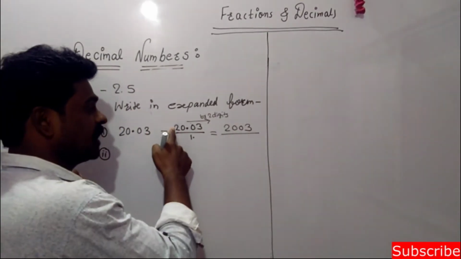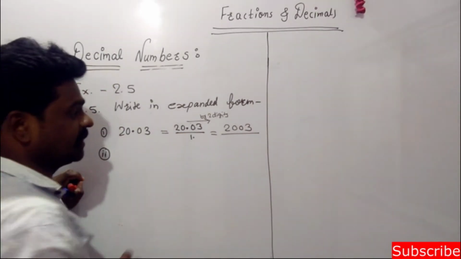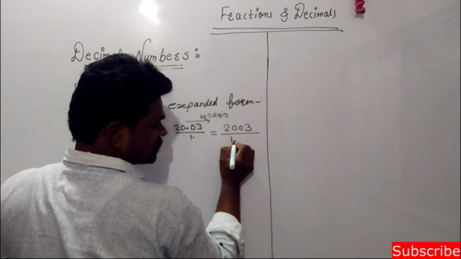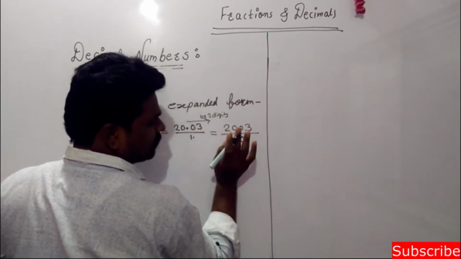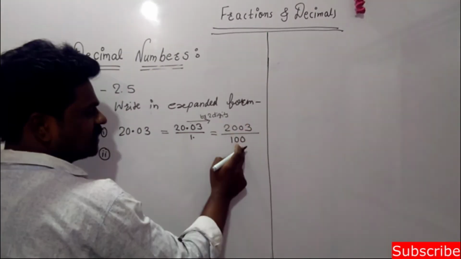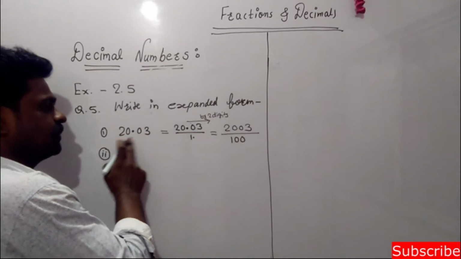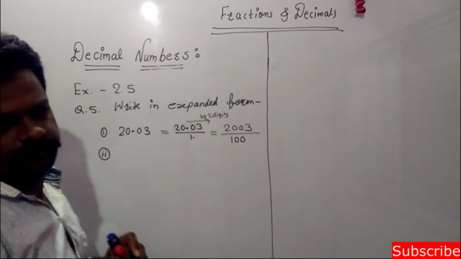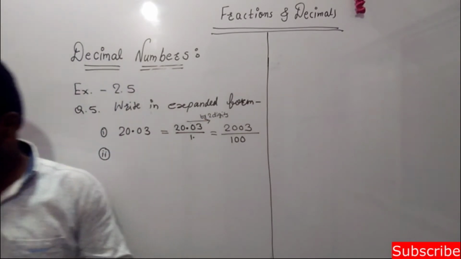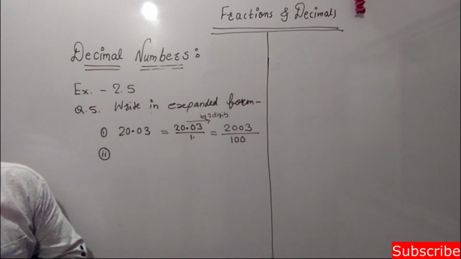The operation which we have performed in the numerator, the same operation we are going to perform in the denominator. So 1 was there, now this is 1, 0, this is another 0, and your decimal point will be here. So 2003 divided by 100. That will be the expanded form. Of this, 20.03 is equal to 2003 divided by 100. No problem. Now we'll discuss the next one, students.